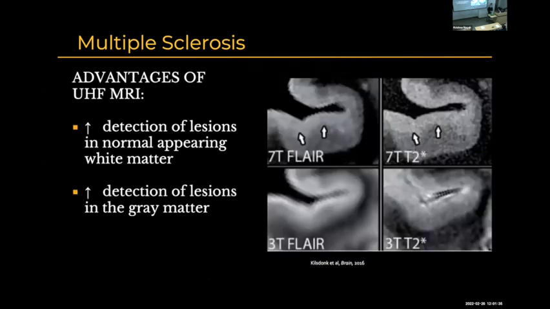And more recently, the detection of lesions in the gray matter was found to be easier on 7T compared to 3T, where it's usually impossible to see gray matter lesions, but on histology you can actually see these lesions. And in fact, these lesions are now considered important in the diagnostic process because, being in the gray matter, they play a major role in the symptoms of the patients.